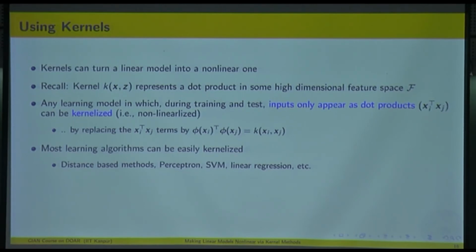So here are some of the examples. Any method that only relies on computing distances between data points can be kernelized. Okay, why? Well, because distances can always be represented in the form of inner products.